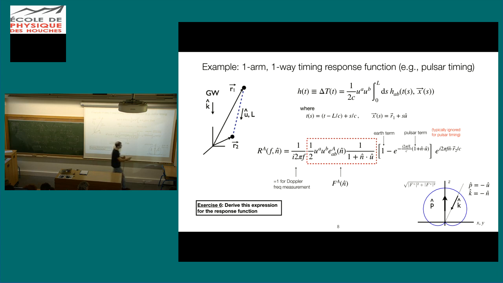No, it goes to 1. So you get maximum response when the gravitational wave and the photon propagate in the same direction. Right, that was the comment that somebody else made, that you've got something that looks singular here. But if you work out this part here in the numerator, they cancel out.